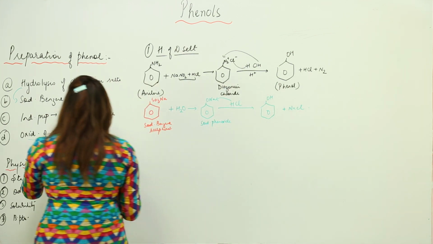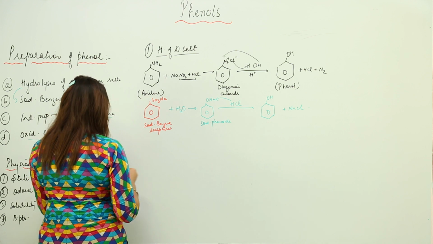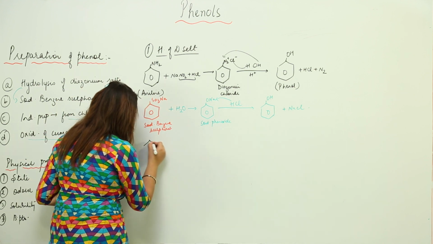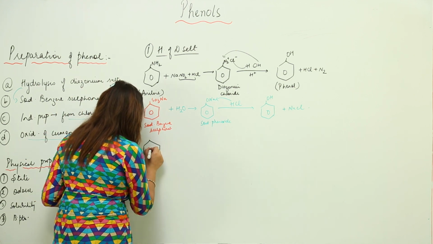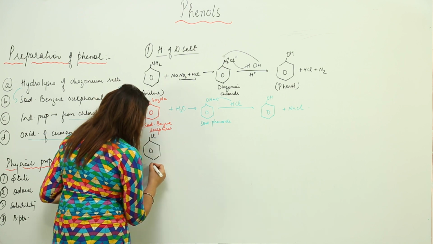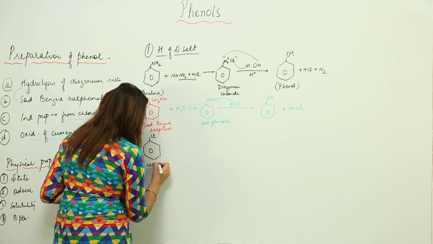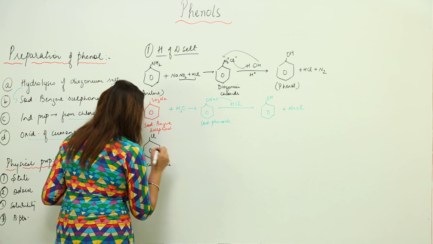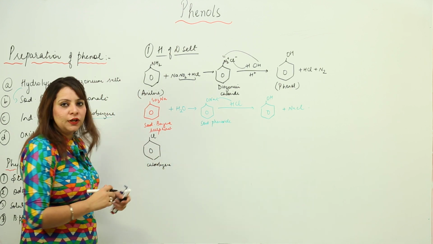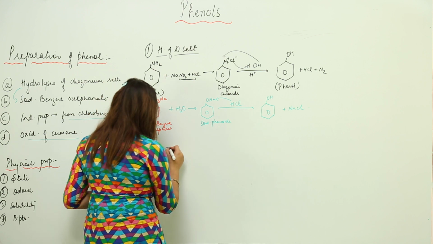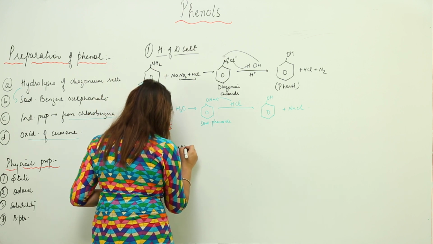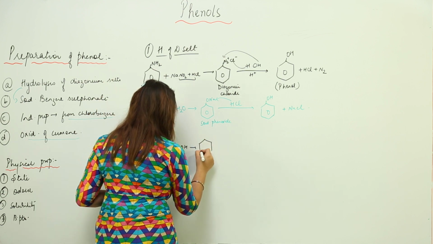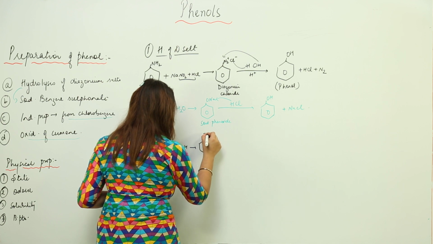Third, we can prepare phenol from chlorobenzene. You know what chlorobenzene is? Chlorobenzene is particularly a benzene ring with chlorine attached directly. This is our chlorobenzene. Right. Again we need to convert it into sodium phenoxide, and how will we do it? By reacting with NaOH. So when you react with NaOH, you get sodium phenoxide.